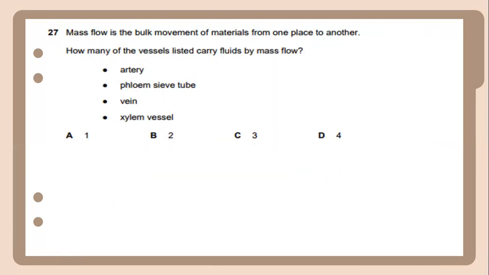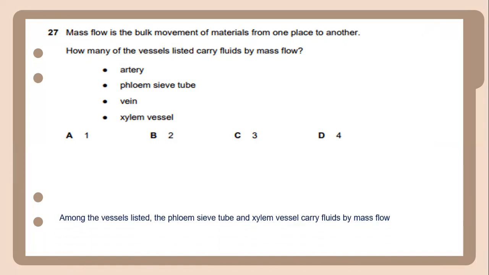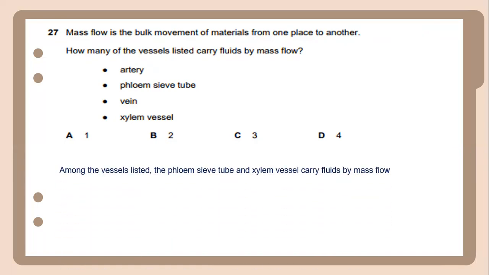27. Mass flow is the bulk movement of material from one place to another. How many of the vessels listed carry fluid by mass flow? We have artery, phloem, sieve tube, vein, and xylem vessel. The answer will be B. Among the vessels listed, the phloem, sieve tube, and xylem vessel carry fluid by mass flow.